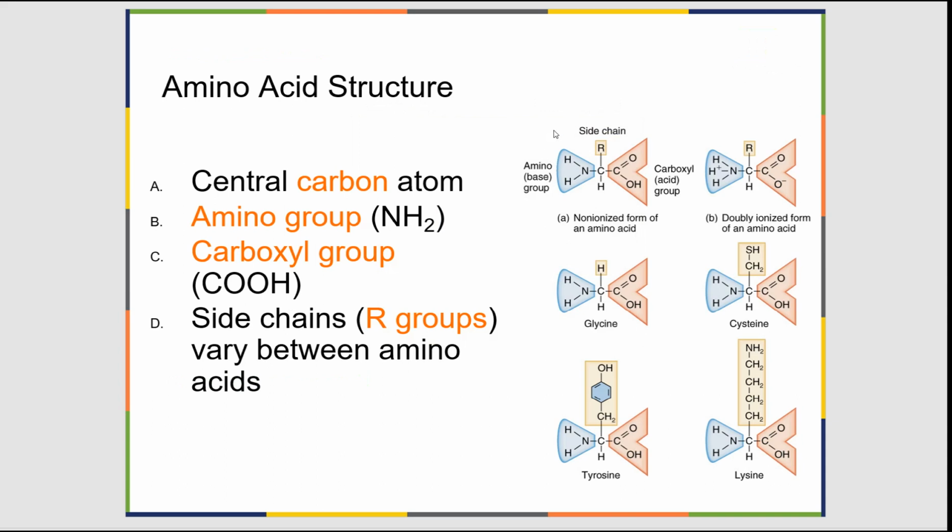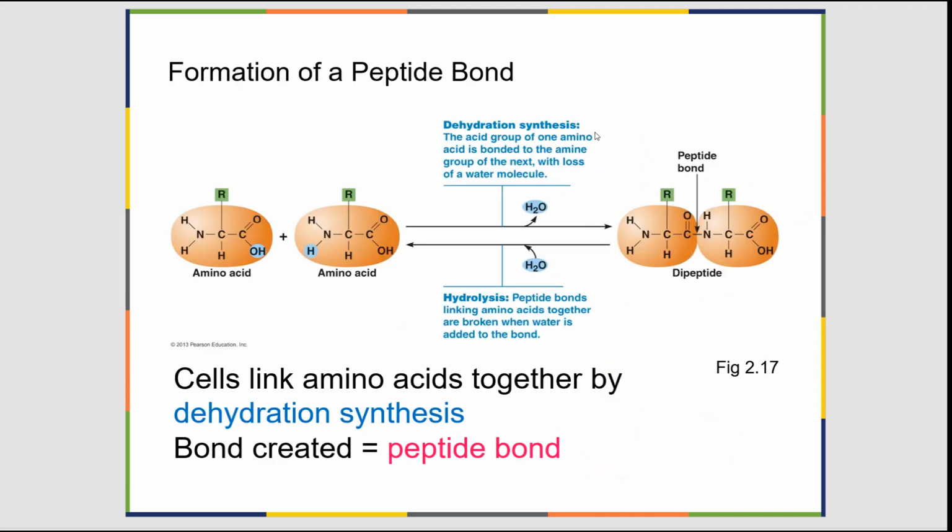Okay, so we've got our central carbon, and that's going to connect to the side chain. We've got our amino group and our carboxyl group. And all of these are going to vary in different results of all of our different amino acids. So it's the R group, this side group, that's going to make up the different structures of the amino acids.